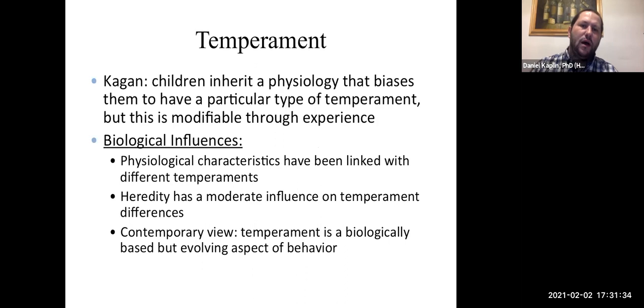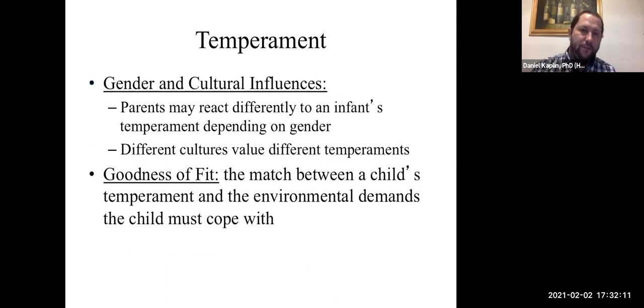All right. So we talked about Kagan saying children inherit physiology that biases them to a particular temperament. But the good news is that even though you're hardwired for temperament, it can be modified through experience. All right, now biological influences on temperament include physiology, different brain structures, genetics or heredity. Our contemporary view is that temperament is biologically based, but evolves through time.